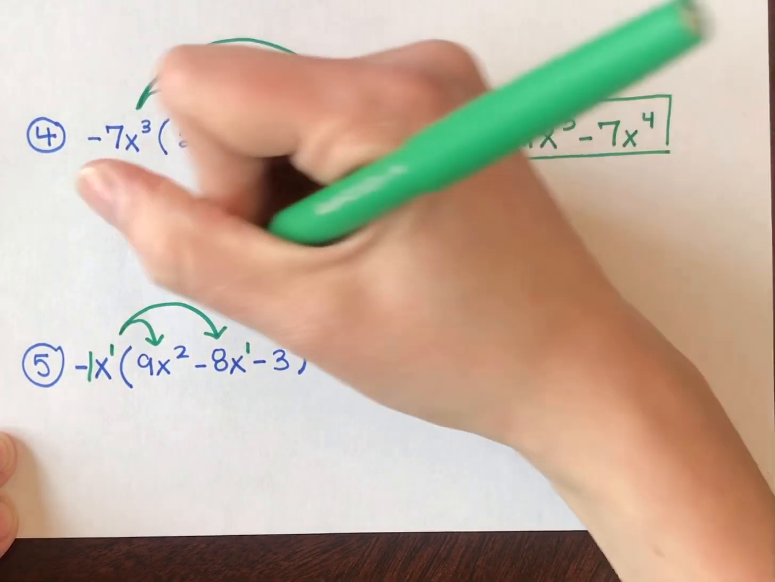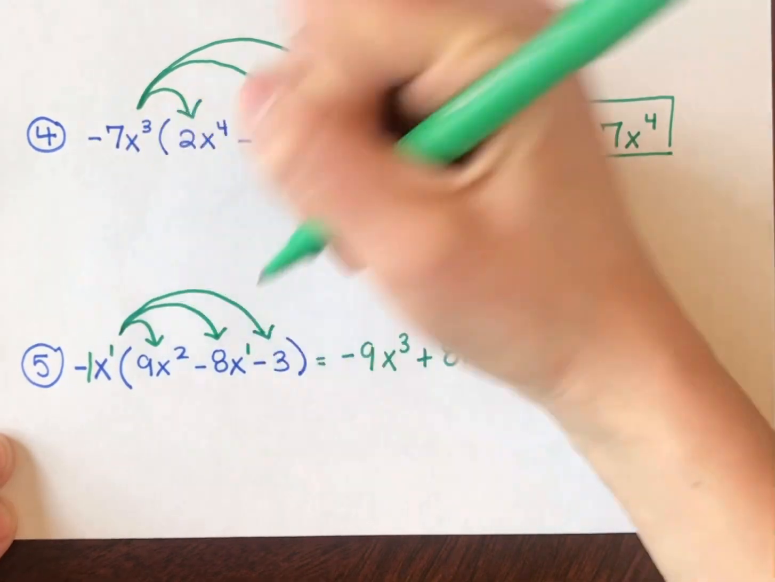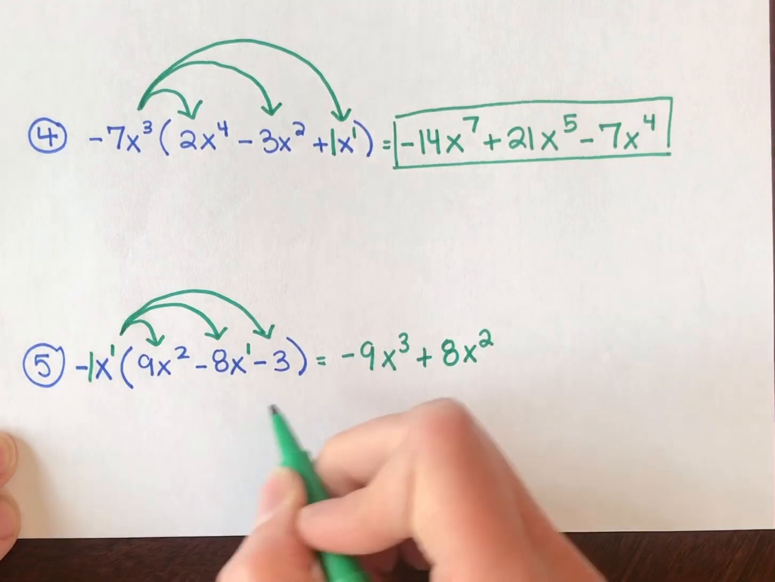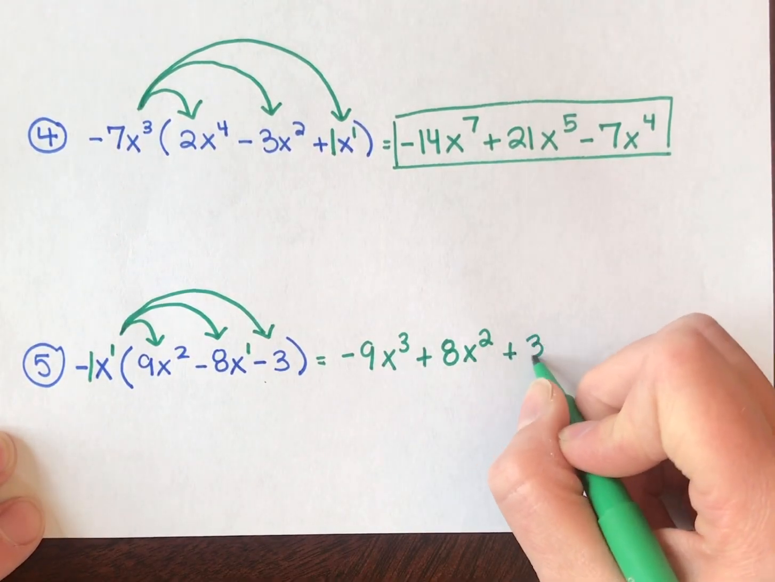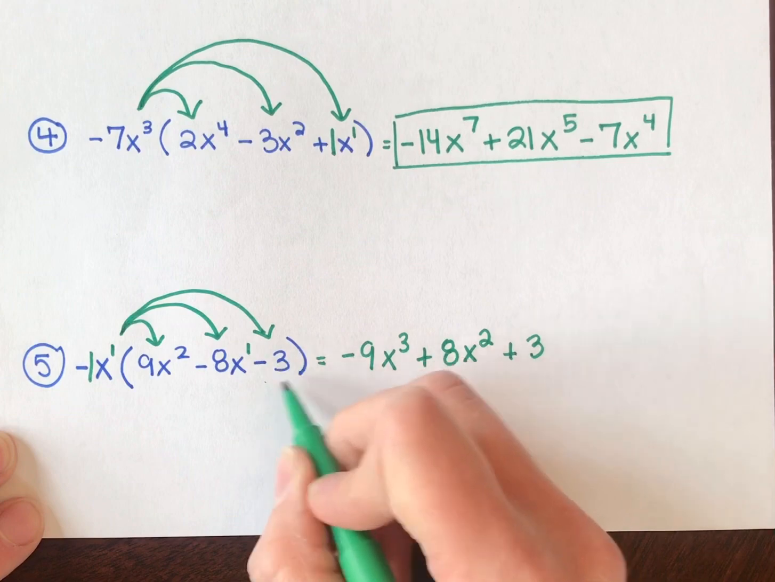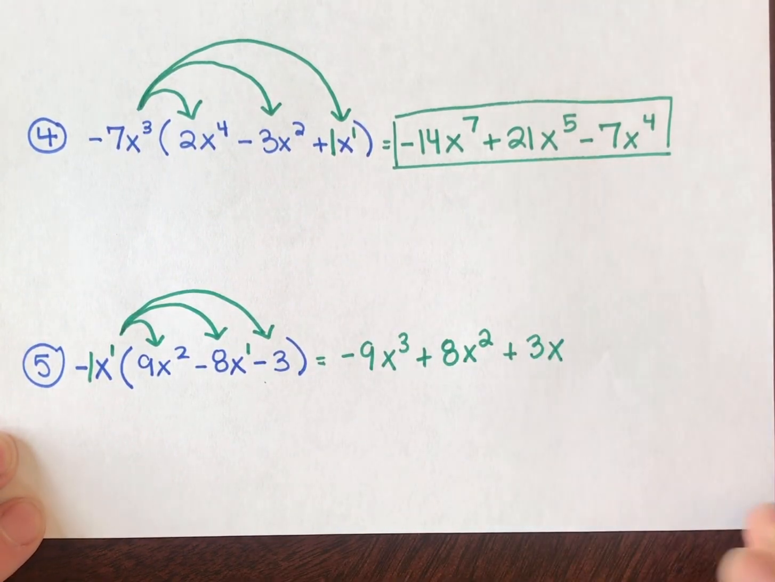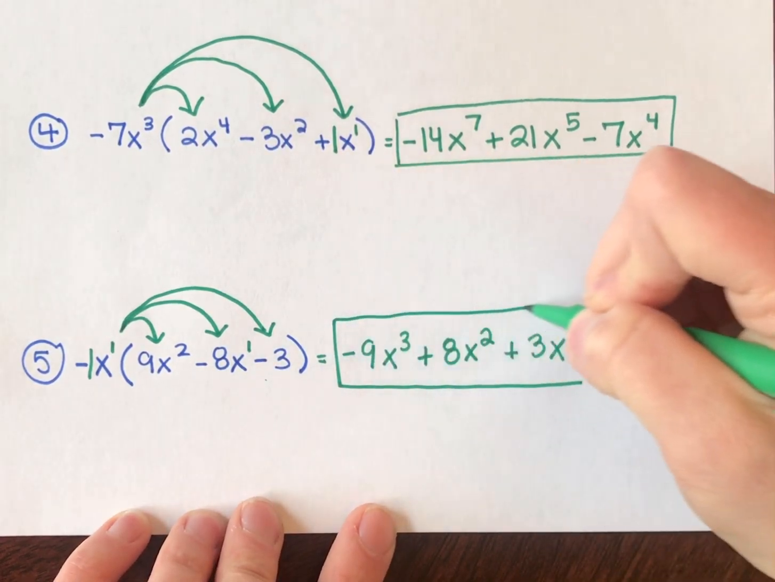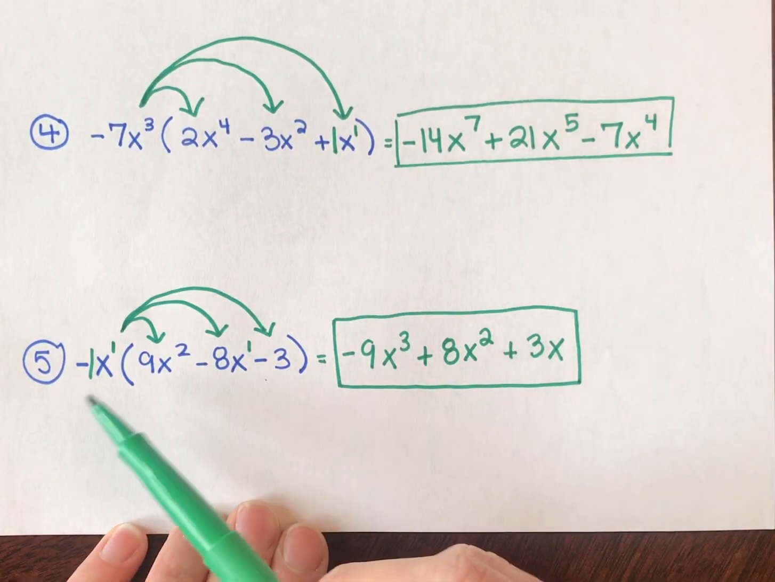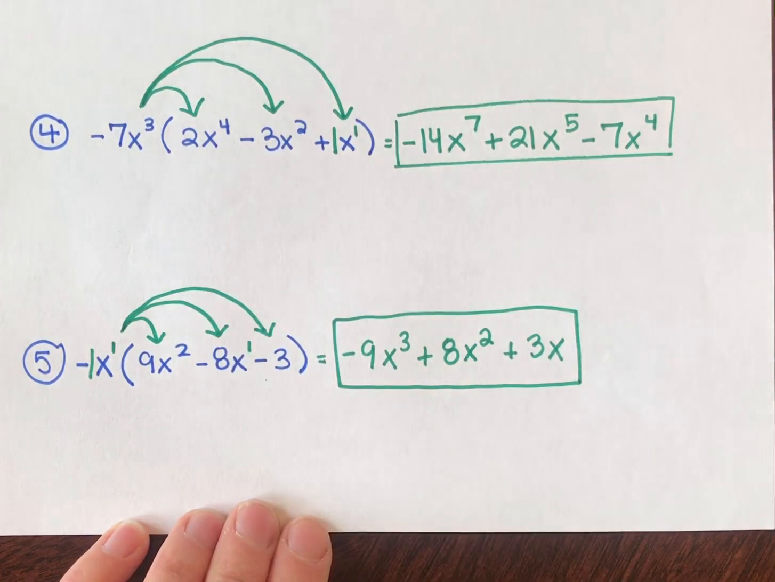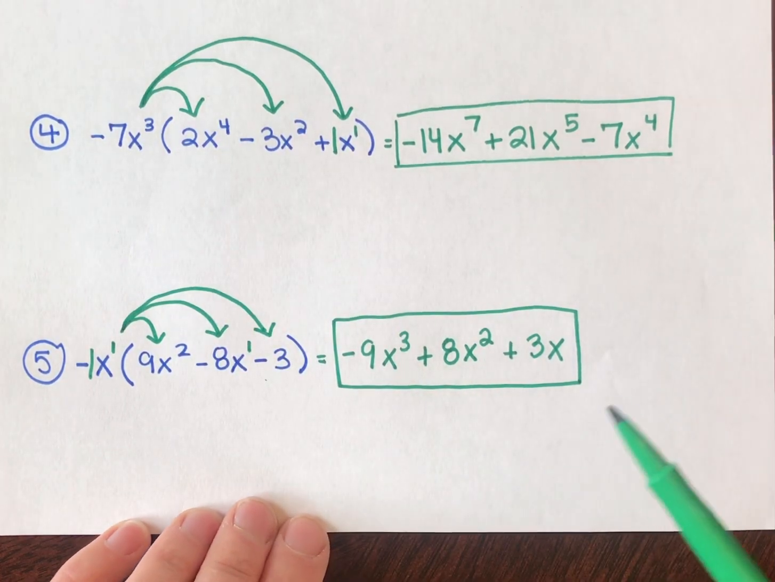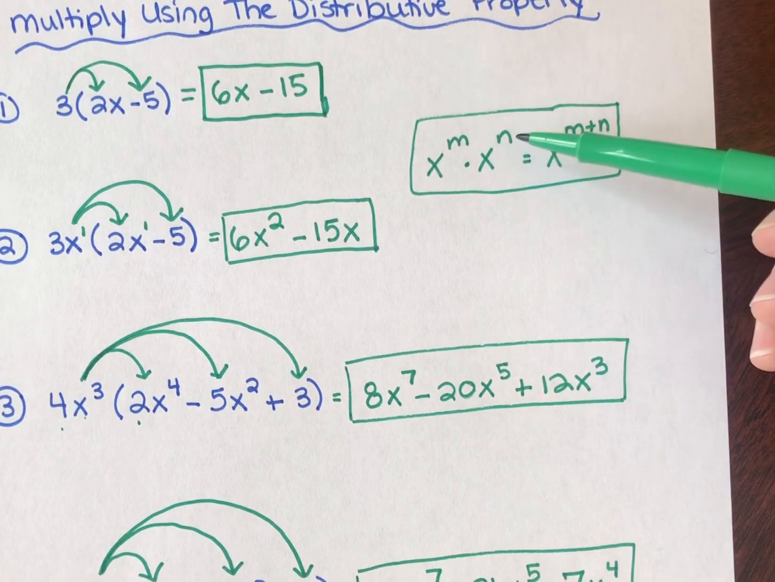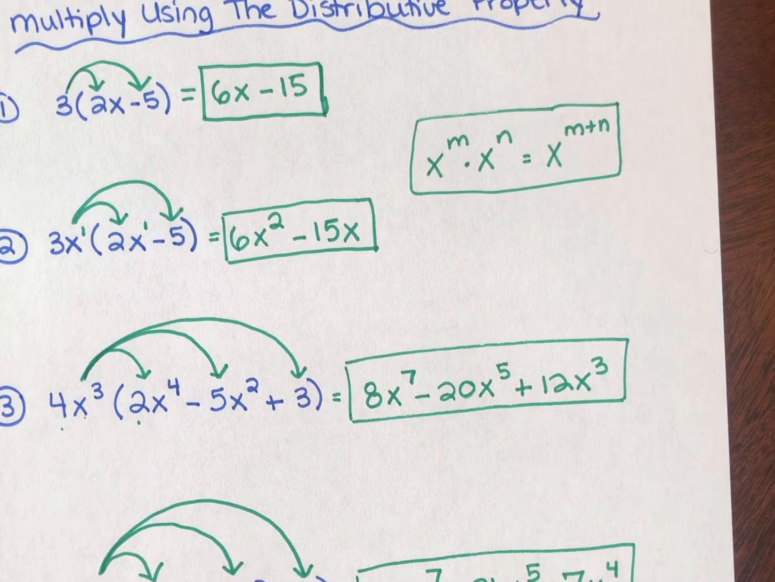And finally, I'm going to distribute a negative 1x to the first times a negative 3. Negative 1 times negative 3 is a positive 3. X to the first, there are no variables here, so it doesn't change. So it stays as an x to the first. All right, so a couple of things about distributing. Just be careful when you distribute through with negative numbers and you change their signs when you multiply. And don't forget that you are using that rule, we are adding the exponents of the variables when you multiply.